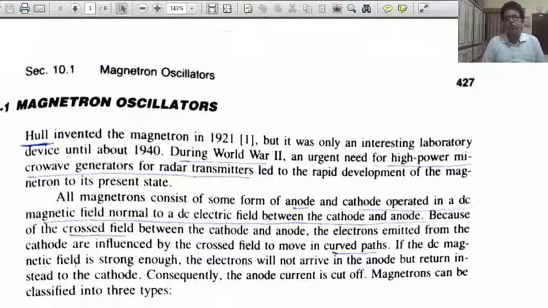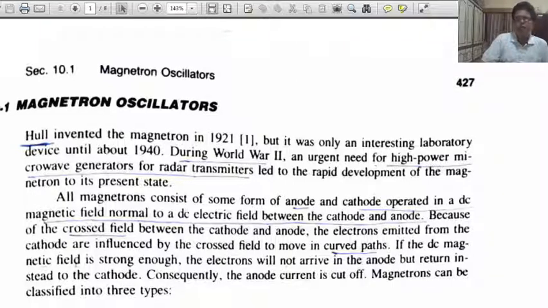Today we are going to understand the mathematical aspect of the magnetron. In the last lecture, we cleared the conceptual base of the magnetron. So in this book, magnetron oscillators are given like that.